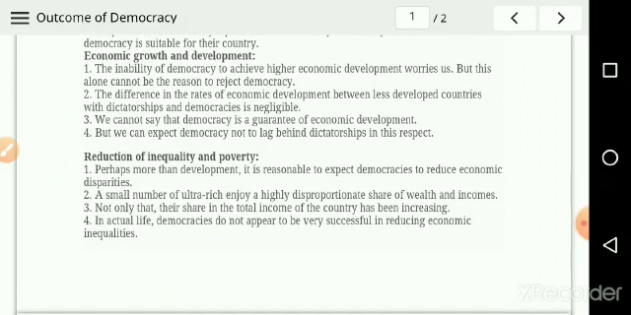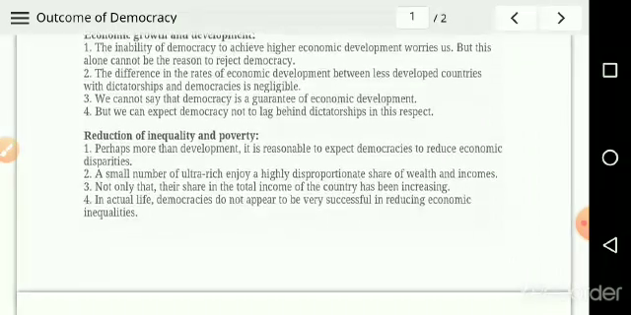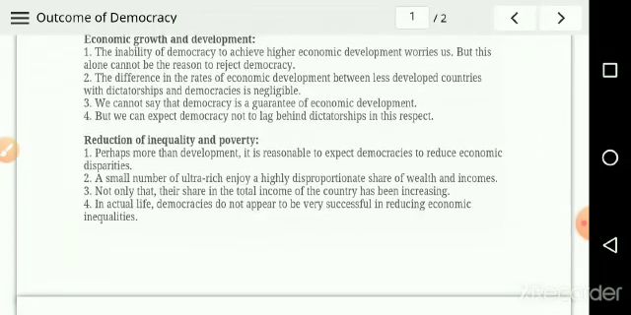The difference in the rates of economic development between less developed countries with dictatorship and democracies is negligible. Countries like China have better economic growth when we compare with democratic countries, not only India but many countries, but that is not the real situation, because there is no freedom for people. We know what is happening in China.